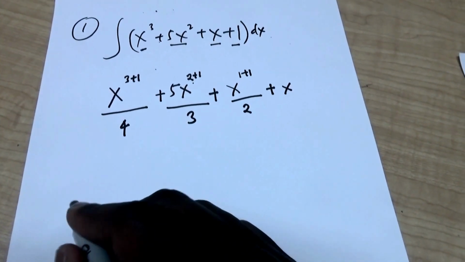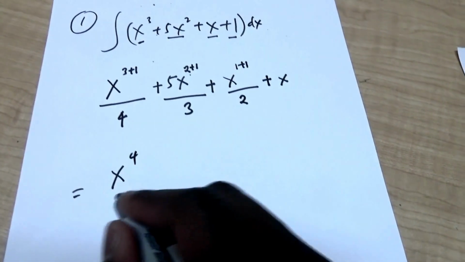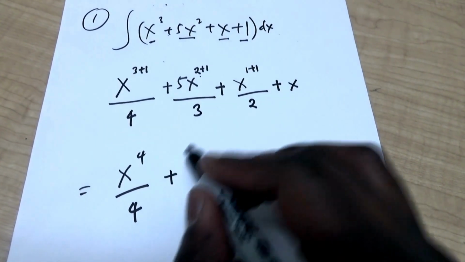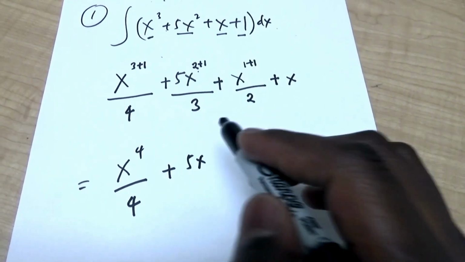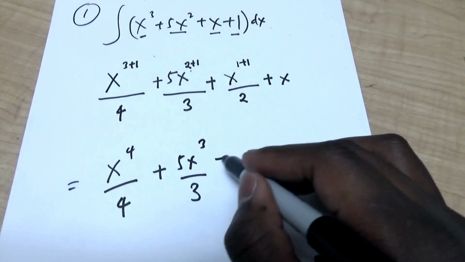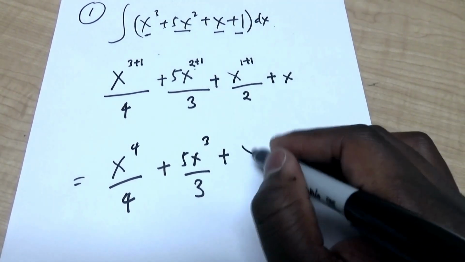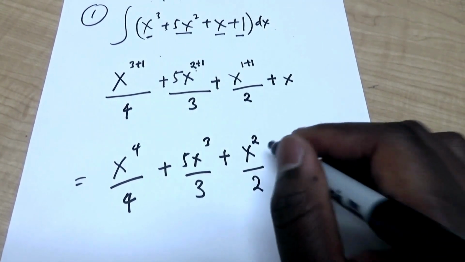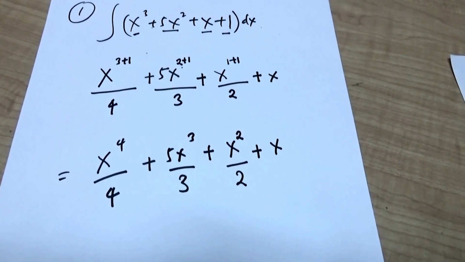So cleaning up, we have x, now 3 plus 1, that gives me 4, over 4, which is my denominator, plus I have a 5x. Now my power here is 2 plus 1, that gives me 3, all over 3, all right? Plus x, then my power here is 1 plus 1, that gives me 2, so 2 all over 2 plus my x. Okay, are we done?